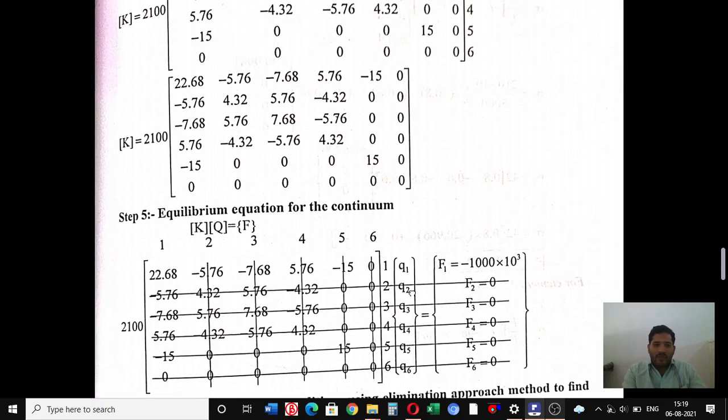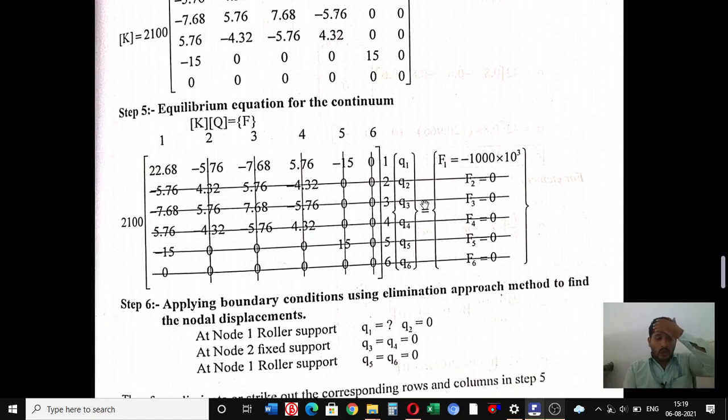After getting the value of K, again what do we need to find out? We need to find out the equilibrium equation for the given continuum. If you want to find the equilibrium equation for the given continuum, the formula is Kq equal to F. K is nothing but the global stiffness matrix, into the nodal displacement. Here how many points do we have? 6. So for that reason we can represent q1, q2, q3, q4, q5 and q6. And the nodal forces are f1, f2, f3, f4, f5 and f6.